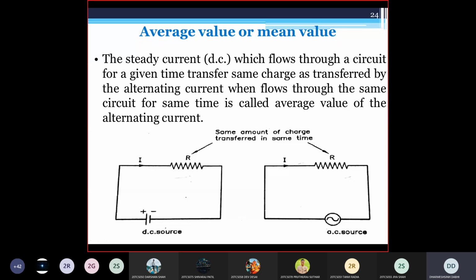Whenever we say the average or mean value of any alternating quantity, it means that the alternating quantity's average value provides the same amount of charge for the same time period which is provided by the DC quantity for the same period of time in the same circuit. Clear? All of you? Definition of average or mean value.